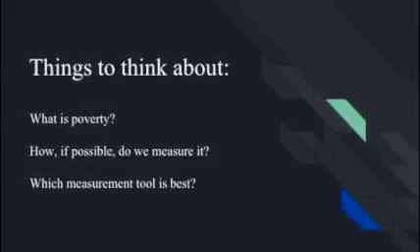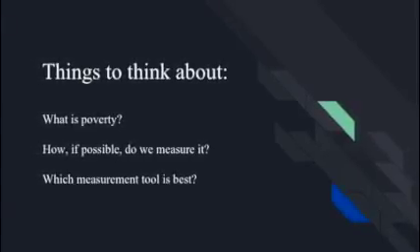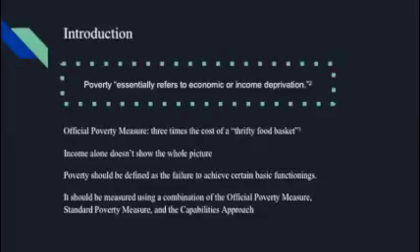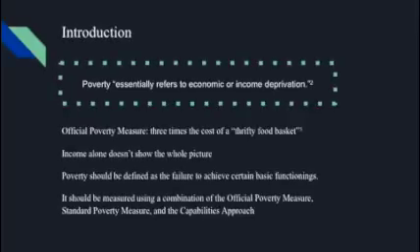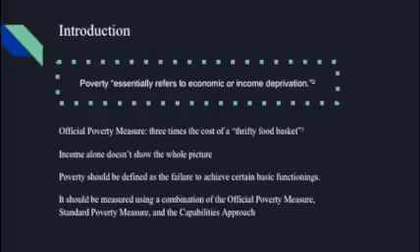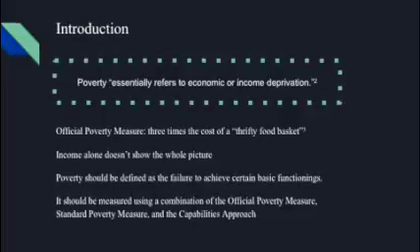But in order to try to solve poverty, we must first try to decide how to define it and how to measure it. John Iceland gives us a basic definition of poverty: economic or income deprivation. This is consistent with the official poverty measure used in the United States, which creates an income threshold below which a person is considered poor. For a family of 4 in 2017, this threshold was $24,600.